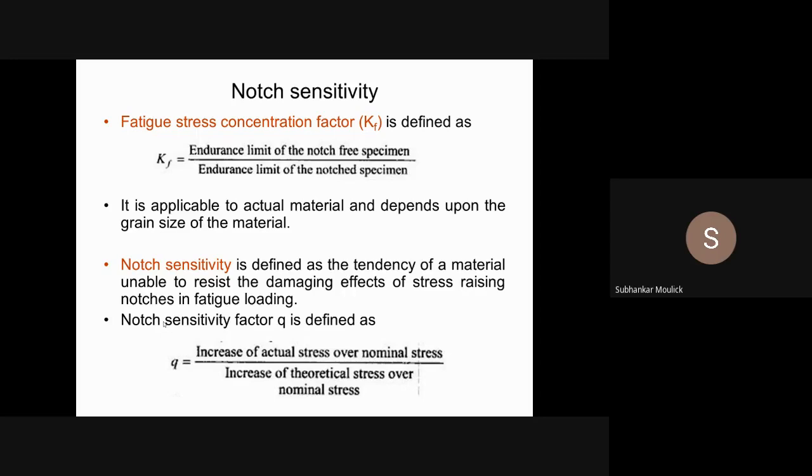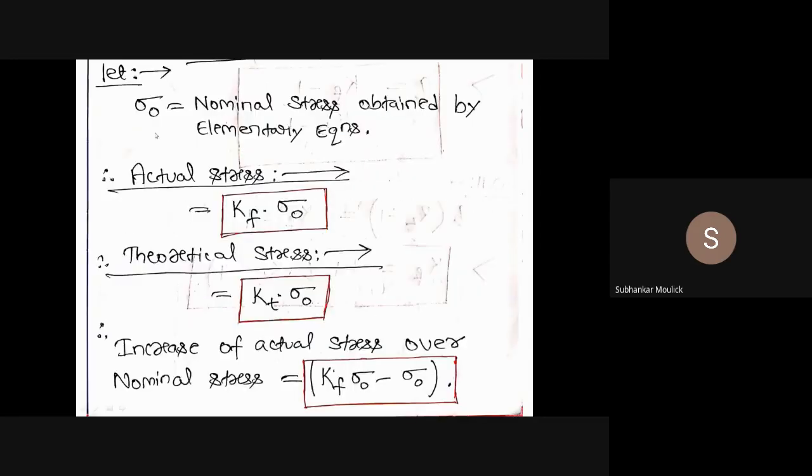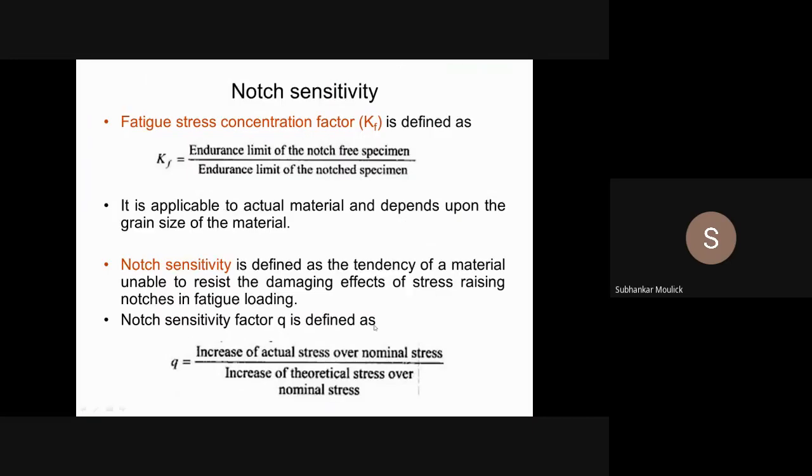Okay, so let us find out the value of nominal stress first. Let us assume that sigma naught is nominal stress obtained by elementary equations. Elementary equations are those equations which we use from the concepts of strength of material. Now, when a component is subjected to fatigue loading, definitely this fatigue stress concentration factor will come into account.